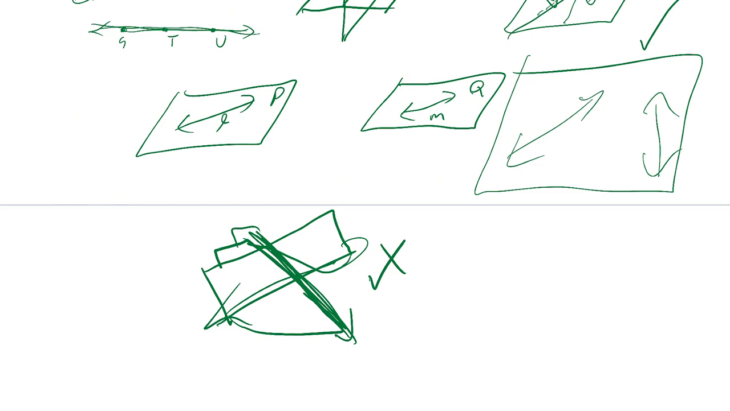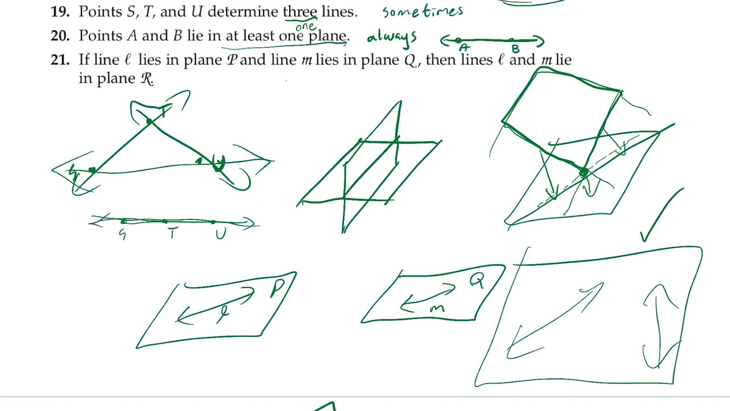So again, 2 lines in space. If they're parallel in space, a plane could go right through them. If they're intersecting in space, then a plane can go through them. But if they're skew in space, no plane can go through those. So this last one, really cool problem.